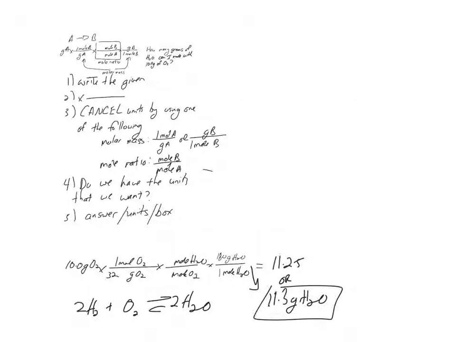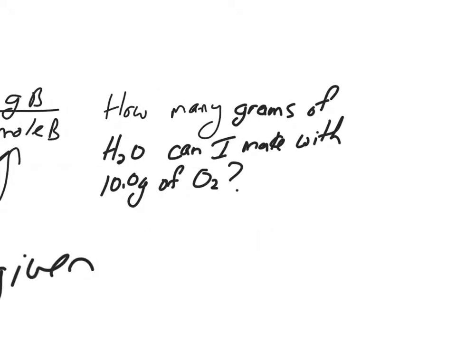So in the end, we can kind of see how this roadmap here looks like the problem I did, except for instead of A, I wrote oxygen, and instead of B, I wrote water, because the problem asks us to convert from grams of oxygen to grams of water. And I've satisfied that requirement by doing stoichiometry. Back to the original problem.